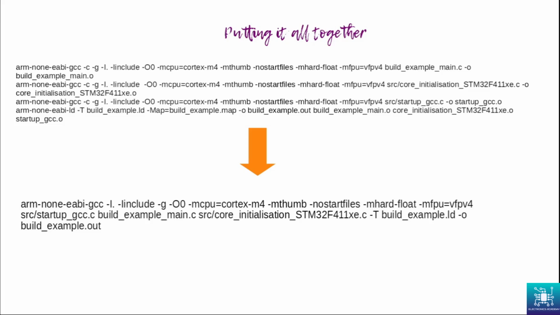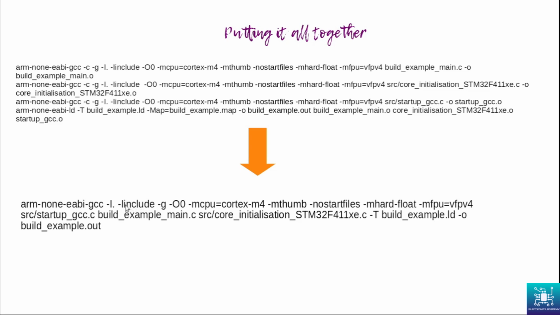So putting everything together, we have been using the GCC and the linking commands separately. But then this is even without using the makefile. We can have all these 4 steps combined into one, and it is written like this: arm-none-abi-gcc -I. -I include.